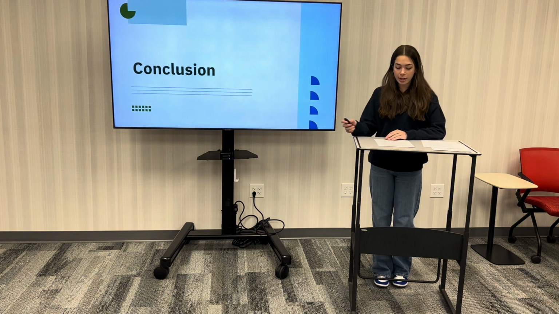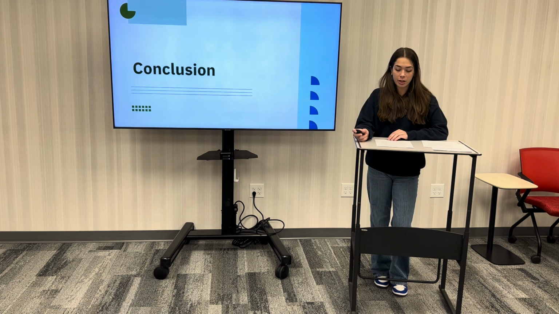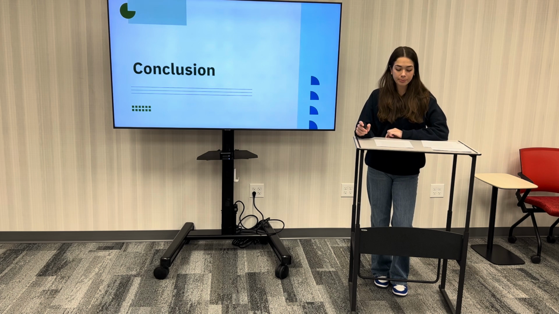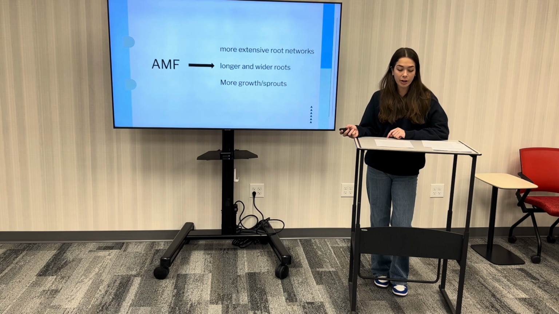For my conclusion, I found that arbuscular mycorrhizae does aid plant tolerance to stressors very well. More plants consistently grew for those inoculated with the AMF versus those that were not. They had more extensive root networks, longer and wider roots, and could withstand the salt in the soil more efficiently.